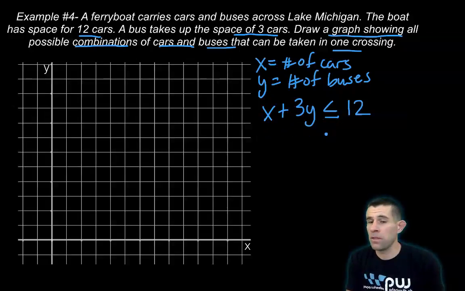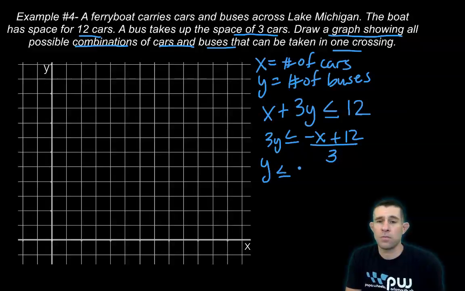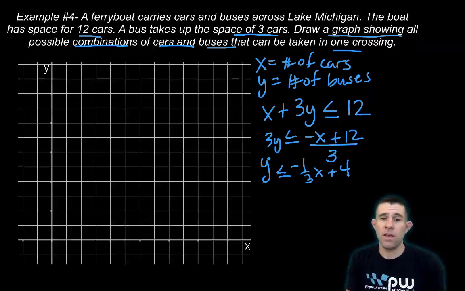We're just going to manipulate this to get slope-intercept form. So we'll subtract our x over and divide by 3. That gives us 3y is less than or equal to negative x plus 12, divided by 3. And so y is less than or equal to negative 1/3 x plus 4. Now we can go ahead and graph this line in slope-intercept form.